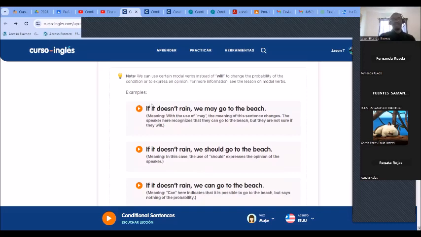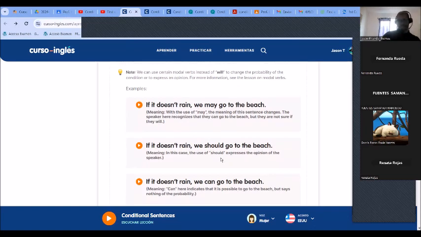with your condition clause, but in your result, you could change it to may. It's a possibility, but they're not sure. You could use should if they're giving their opinion or suggestion, or you can use can if they're talking about the ability of the person to travel or do something. All right, so you could change your modal from will to another modal in your result clause.